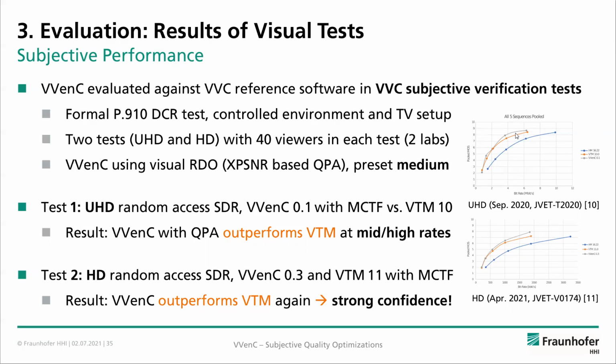And in the second test, done more recently with HD content, VVenC 0.3 was being used and VTM 11, and both VTM 11 and VVenC used the MCTF pre-filtering. And there, again, the same result. VVenC tends to outperform VTM at the high rates. So we have two tests available, and the results are a strong indication that the visual optimization in VVenC does what it's supposed to do.